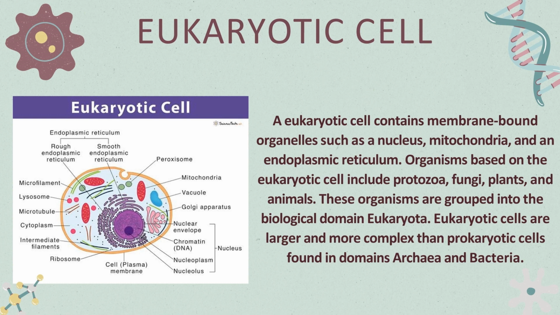So organisms that are based on the eukaryotic cell include the protozoa, fungi, plants, and animals. These organisms are grouped into one domain, which is Eukaryota. Compared to that, prokaryotic cells are grouped into the domains Archaea and Bacteria. So the eukaryotic cells are even larger and more complex than the prokaryotic cells.